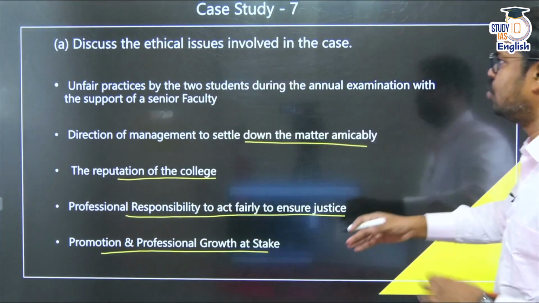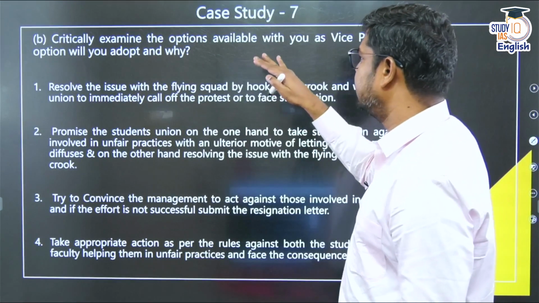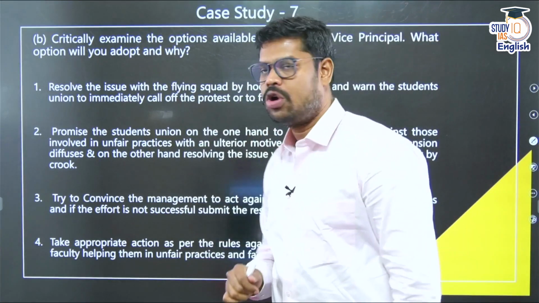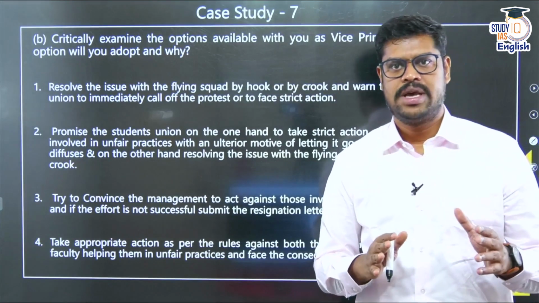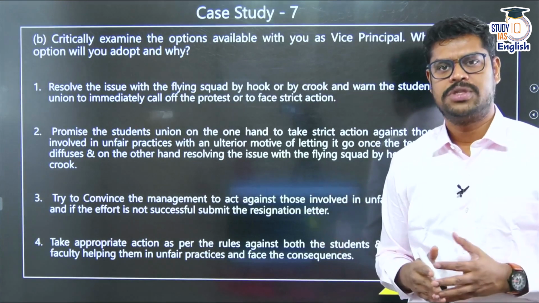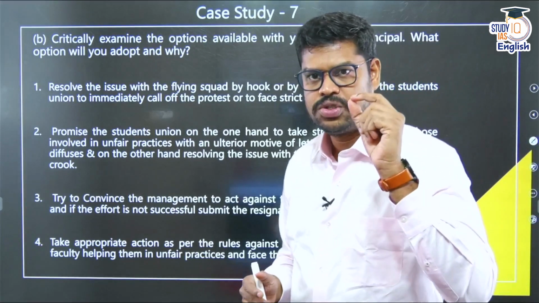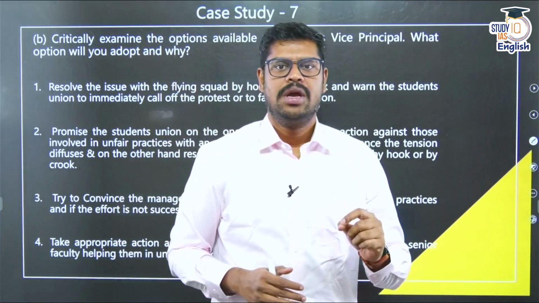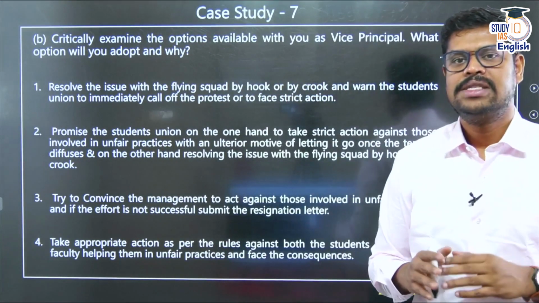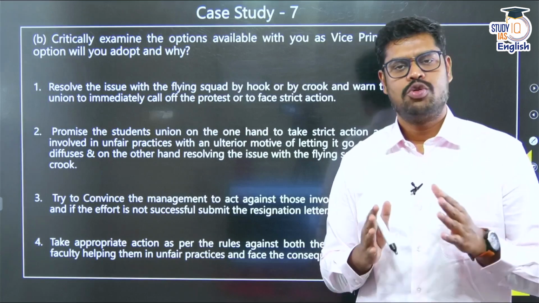So once you identify the list of ethical issues, now come to the next directive in the question: critically examine the options available to you as the vice principal. What option will you adopt and why? This is where I said to try to identify four or five options. Not necessarily is every option the right option, but try to give one option which is ethically right, and to some extent also legally right. Why or how you decide that an option is the best is that you are trying to take care of the interests of the stakeholders by doing the right thing. That would be the best option.